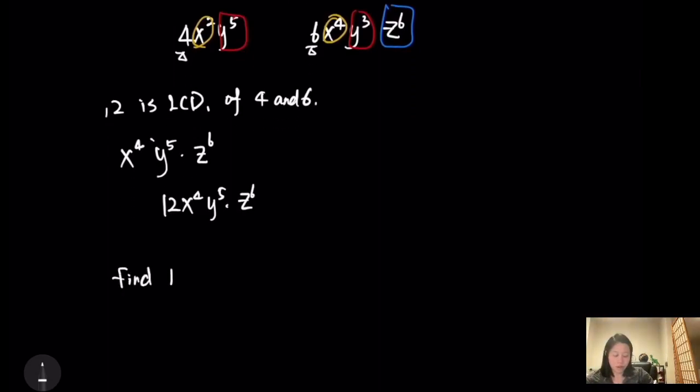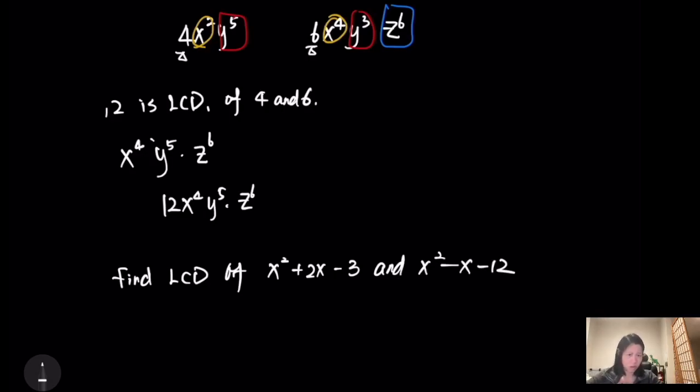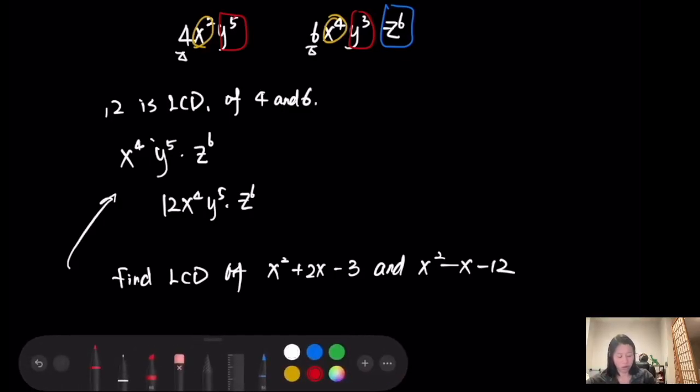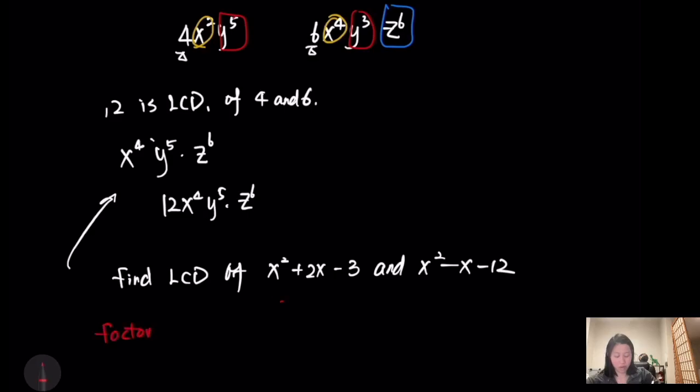How do I find the least common denominator of x squared plus 2x minus 3 and x squared minus x minus 12? So this is similar to what we were trying to do earlier. The first thing you want to do is to factor each polynomial. You always start with factoring, because with factoring, you know how many factors they have. Then you can find what they have in common. And then we just need to multiply all the unique factors.